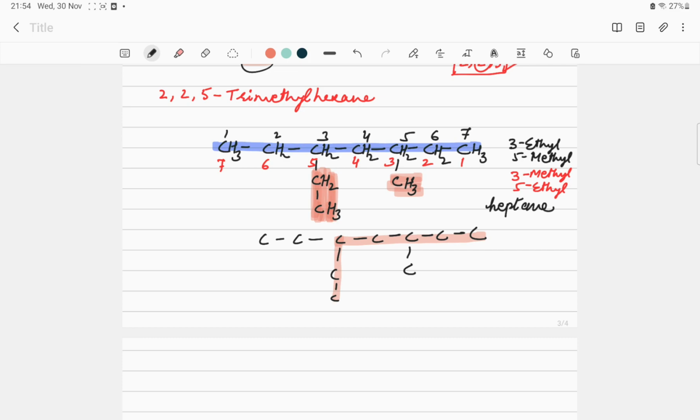But which should be given preference? Alphabetically, whichever substituent comes first should be given the lower number. Which set will be preferred for numbering? This set will be preferred because ethyl, E, comes before M alphabetically. That is why this kind of numbering should be done. So it is 3-ethyl, 5-methylheptane. The name of the compound is 3-ethyl-5-methylheptane. They should be alphabetically arranged along with the numbering. So this is going to be the name of the compound. Thank you.